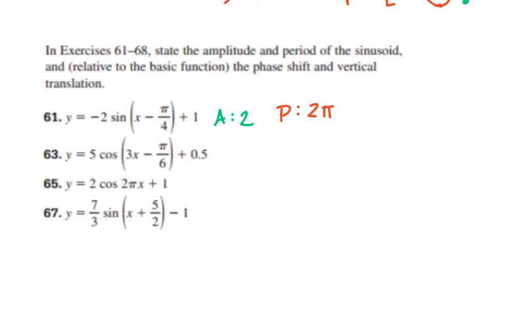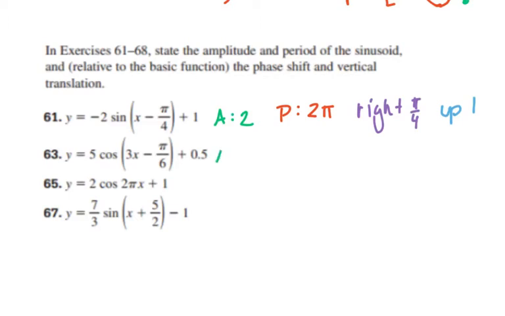And it's phase shift and vertical translation. So the phase shift means that it's going to shift right because of the negative there, pi over 4. So instead of being at 0, 0, it'll be at pi over 4, 0. And then it's also going to go up 1. So as much as the amplitude is 2, it's actually going to center around 1 and then go up to 3 and down to negative 1. And we don't graph it.